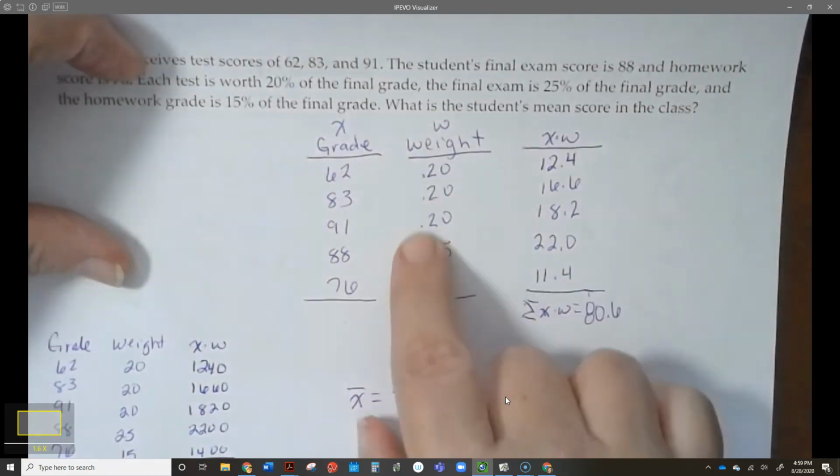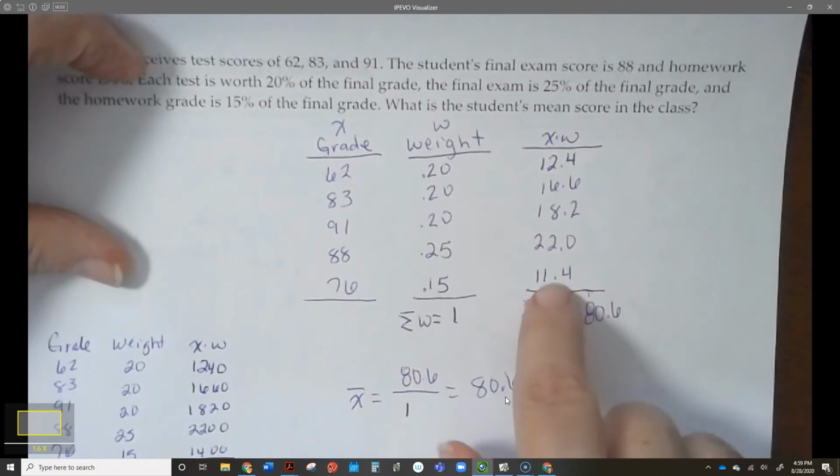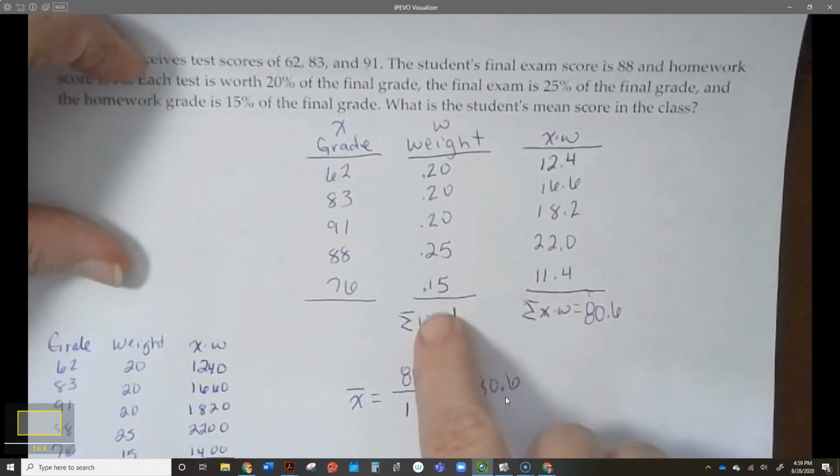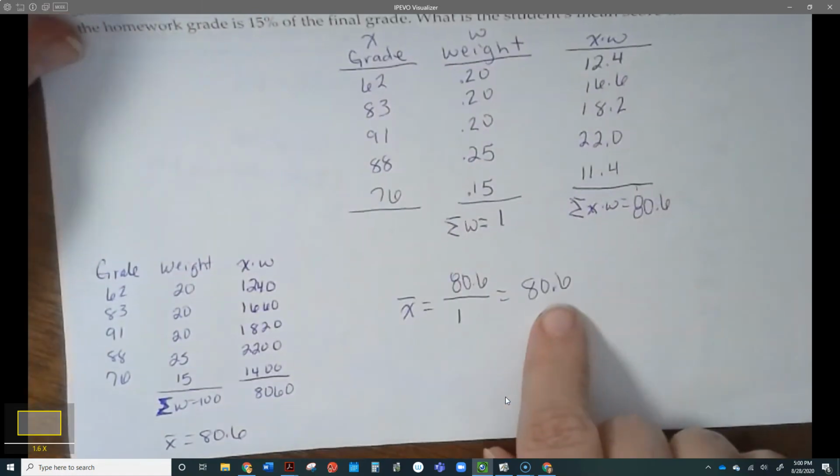Over here, when you add these decimals up, you get a sum of 1. And so when you add these up, 80.6, and you divide it by 1, you get 80.6. That's your average. So it doesn't really matter.